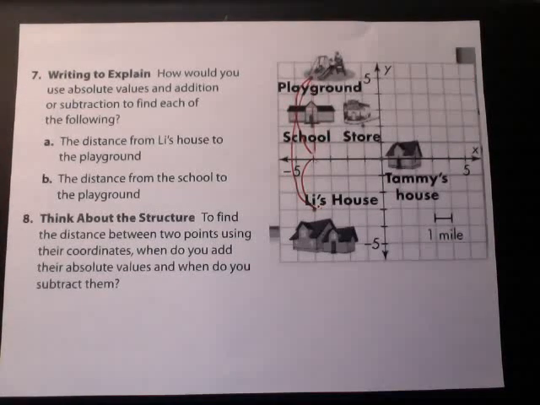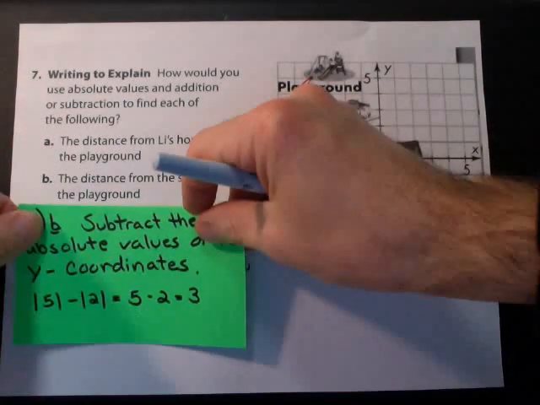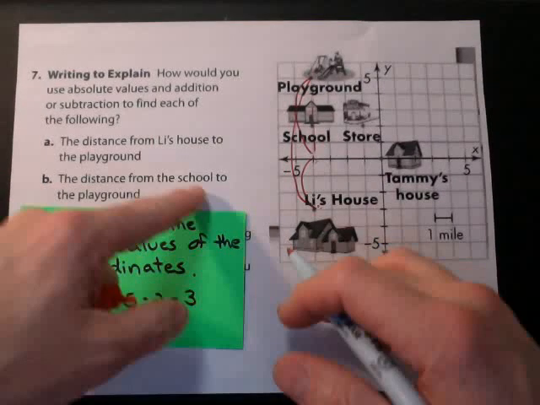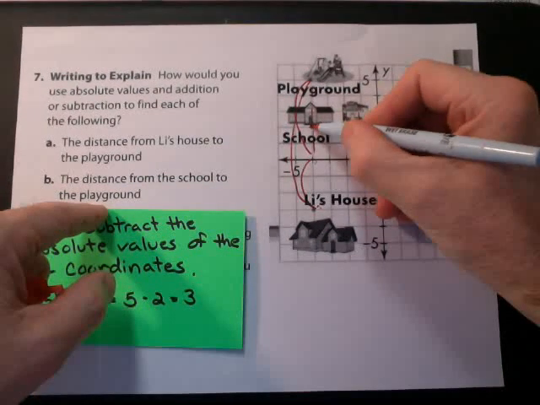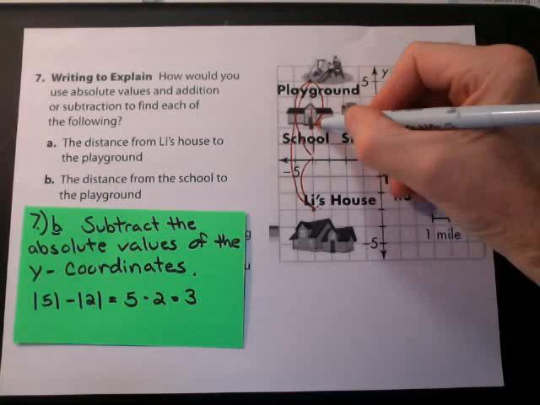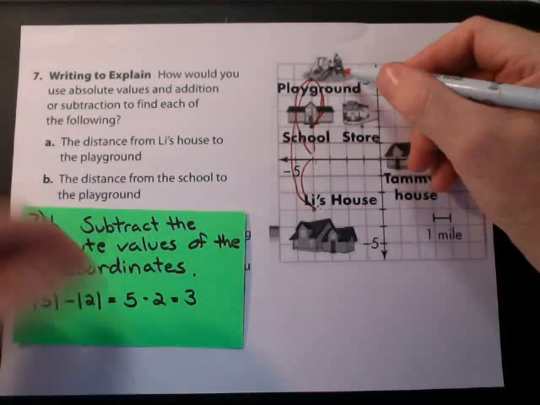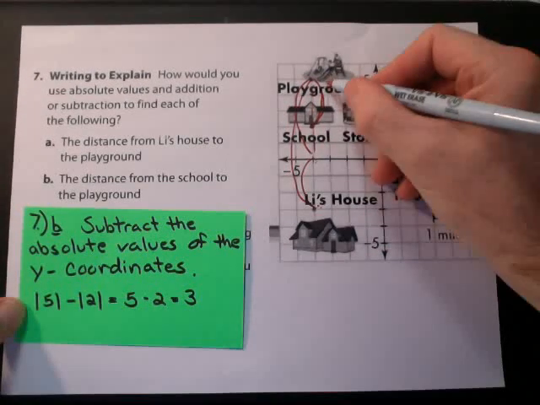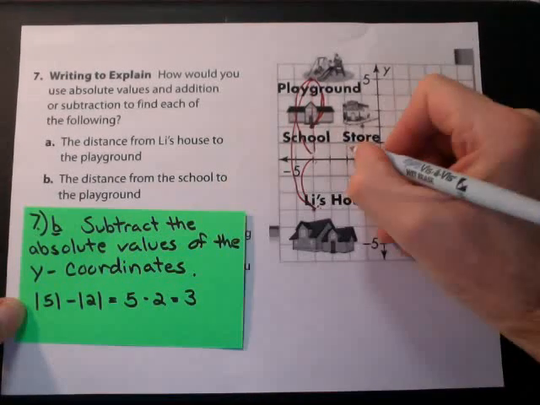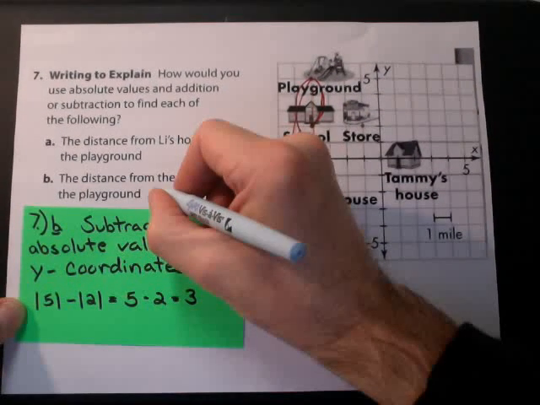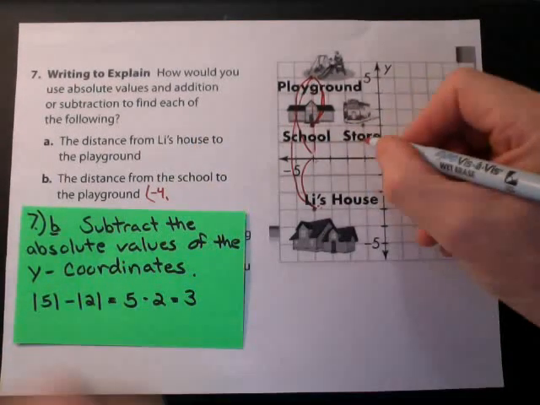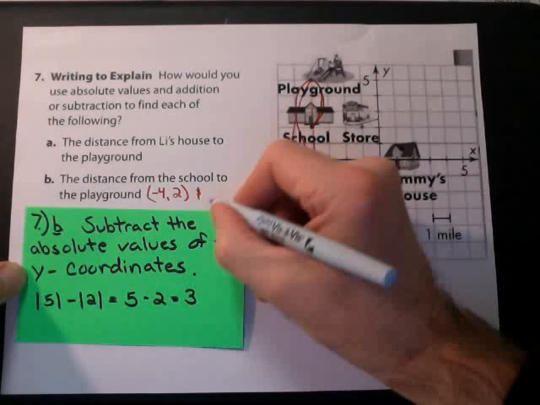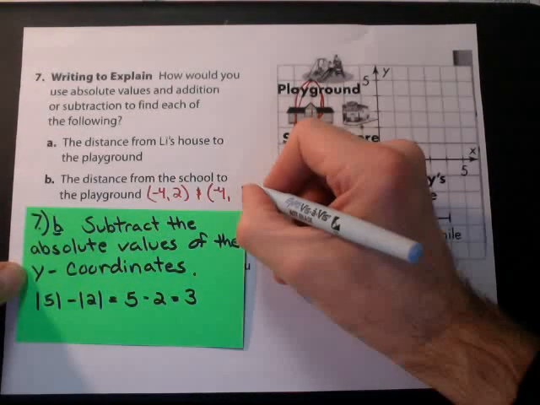Okay, number 7b, the distance from the school to the playground. How would you use absolute values and addition or subtraction to find each of the following? Well, here is the school right here. Here's the playground. They are in the same quadrant, quadrant 2. So in this case, you're going to subtract the absolute values of the y coordinates. In other words, you are comparing the school, which is -4, up +2, and then the other coordinate would be the playground, which is, again, -4, and you're going all the way up to 5.